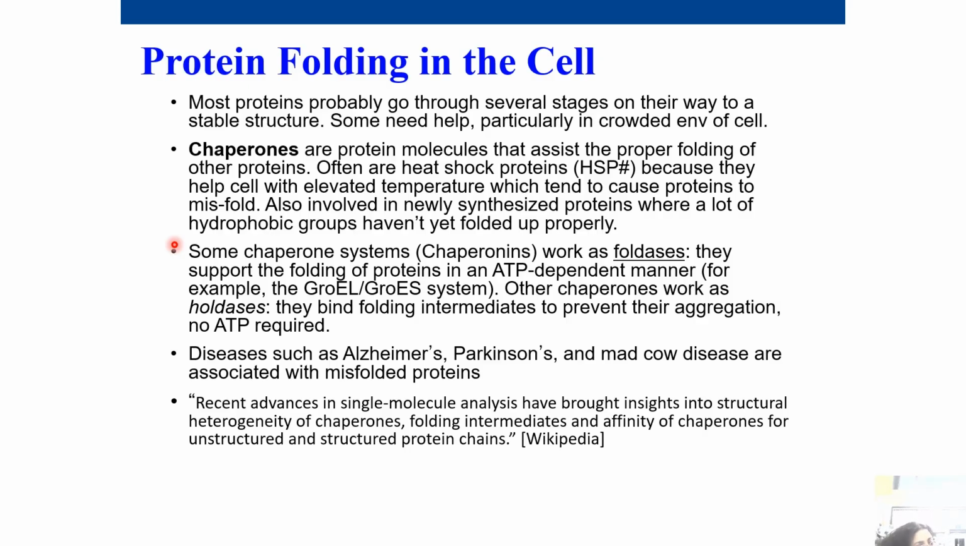Some chaperone systems work as foldases. They support the folding of proteins in an ATP dependent manner, for example, the GroEL and the GroES system. Other chaperones work as holdases. They bind folding intermediates to prevent their aggregation, no ATP required. Diseases such as Alzheimer's, Parkinson's, and mad cow disease are associated with misfolded proteins.